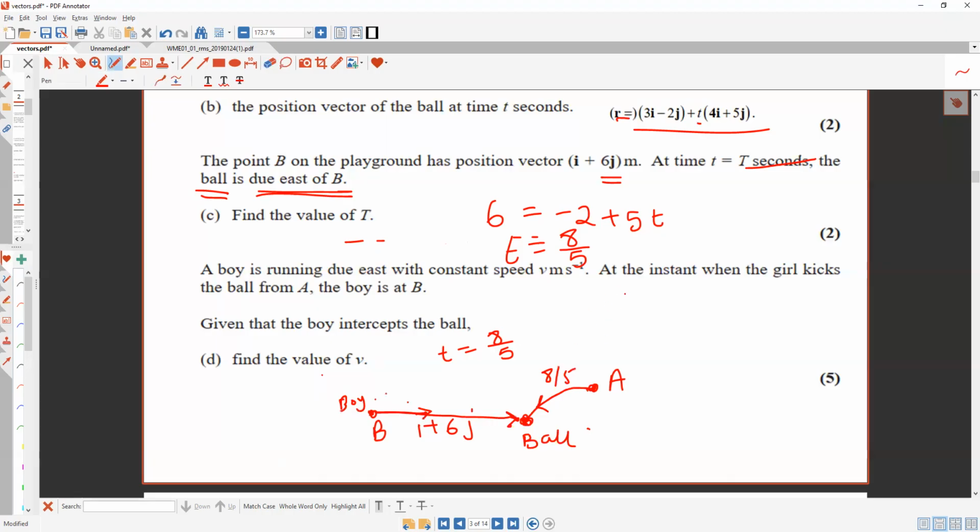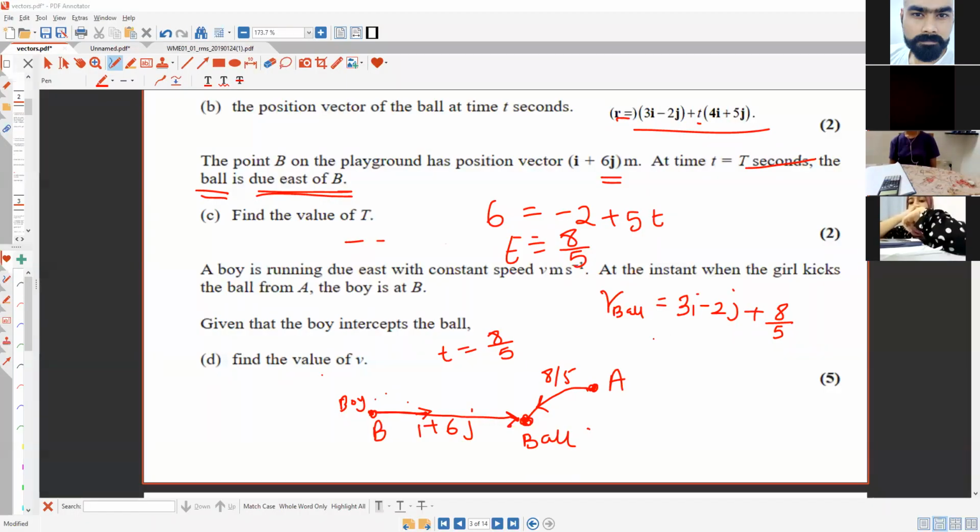What is the position vector of the ball? The final position vector of the ball is 3i minus 2j. Sorry guys, it got disconnected. Okay, so you have 8/5 over here. So 8/5 into 4 plus 8/5 into 5, i and j. Clear? I opened this to find the final position vector of the ball.